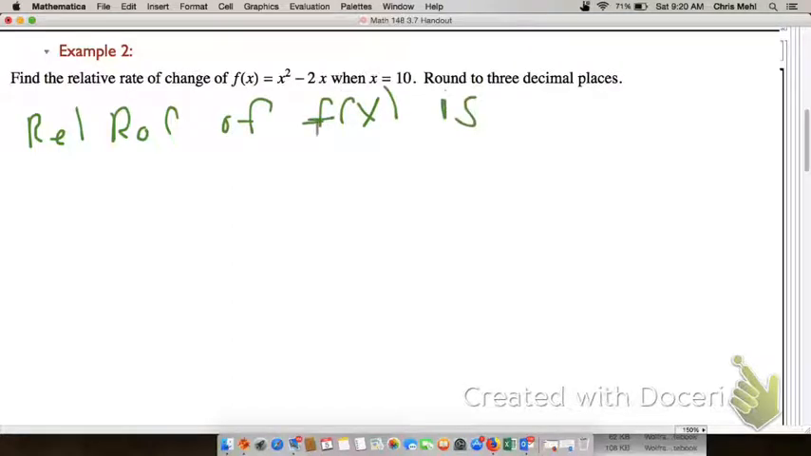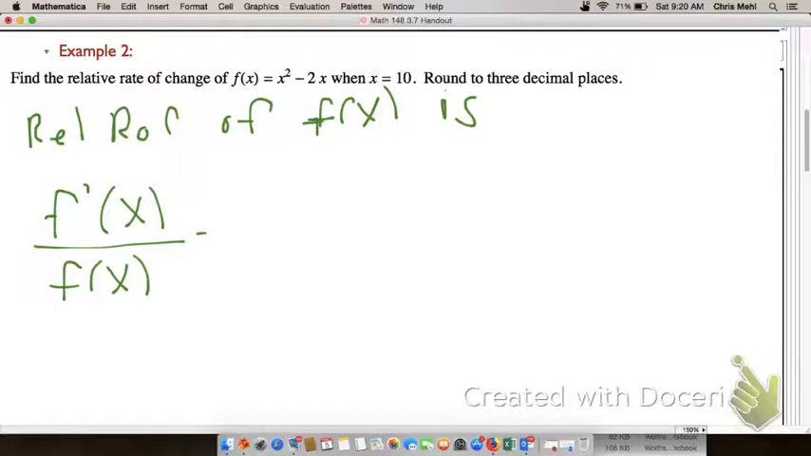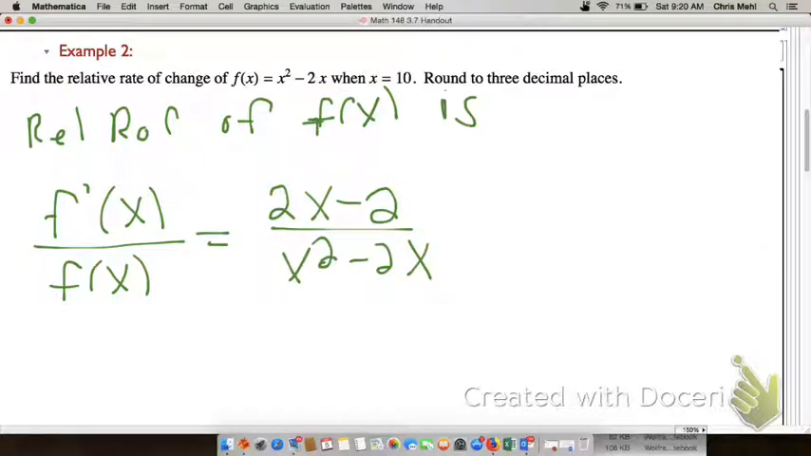Okay, so first, the relative rate of change of f of x is the derivative divided by the value of f of x itself, which in this case the derivative is going to be 2x minus 2, and then we divide by the original function. And there's no need to factor here. The numerator and denominator aren't going to share any common factors.